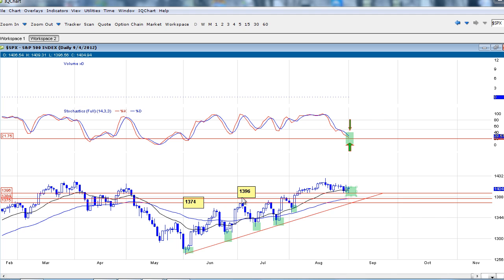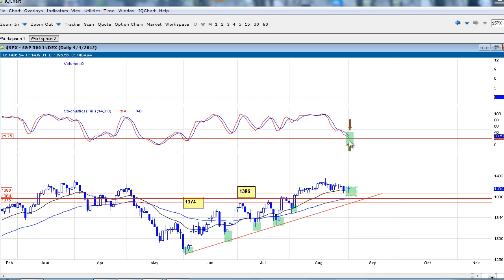I put a couple numbers up here, 1396. That's the recent low. I'd watch that number. The next level would be 1384, which is the 50-period moving average, and then 1374, which is this underlying trend line, give or take a point on each of those. So those three important levels to watch.